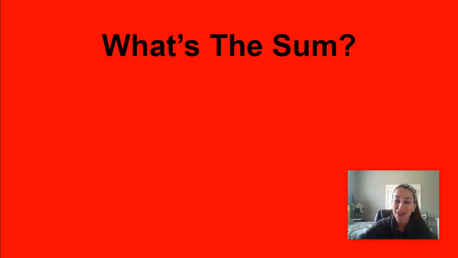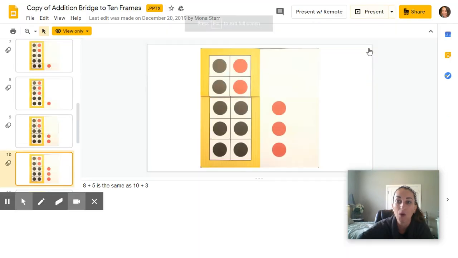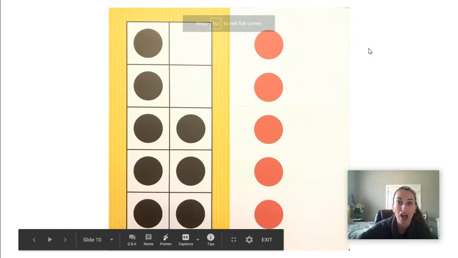Good job. Okay, so now we're going to work on what's the sum. So I'm going to give you an addition problem, and I want you to tell me what is the sum. Remember, the sum is the answer of numbers added together, okay? So what's the sum? Okay, I hope when you were doing what's the sum, you thought about it with the bridge to 10 strategy.